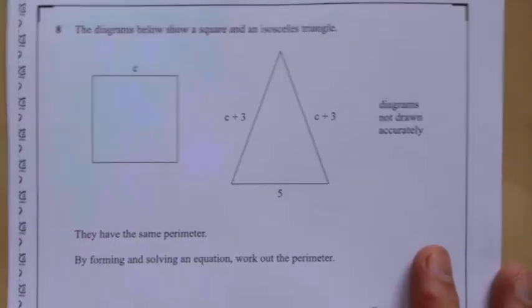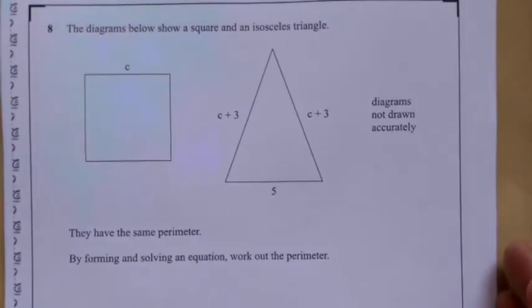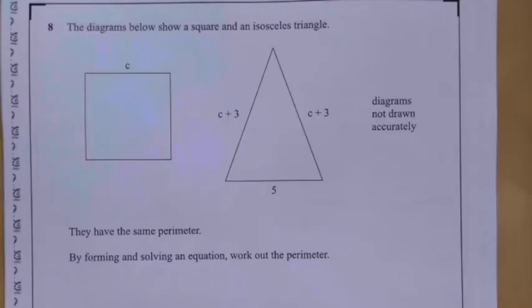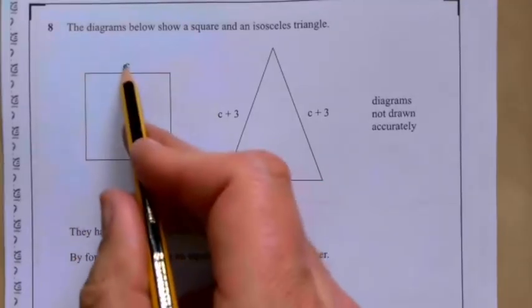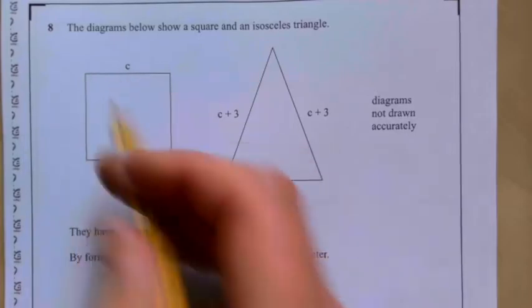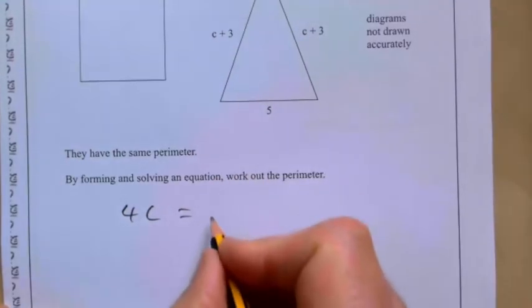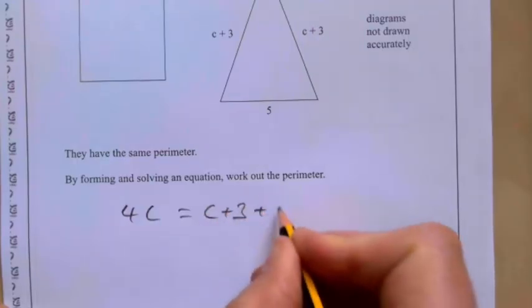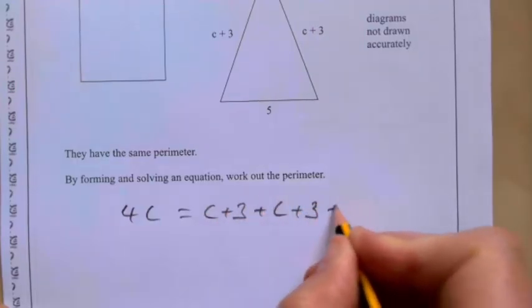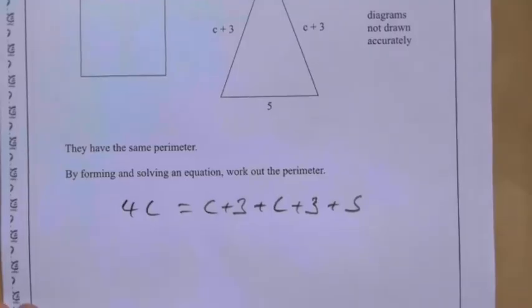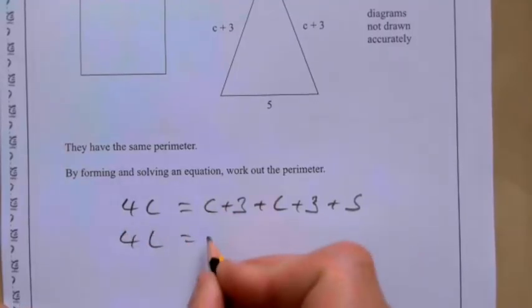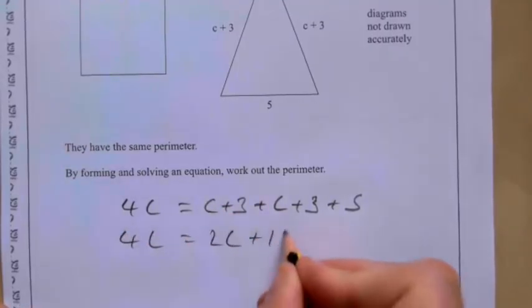Question 8. The diagrams below show a square and an isosceles triangle. They both have the same perimeter. By forming and solving an equation, work out the perimeter. Perimeter of this first one, very straightforward. This is going to be 4c, because there's 4 of those c's. And then they're both the same, so that is equal to c plus 3 plus c plus 3 plus 5. 4c then equals 2c plus 11.